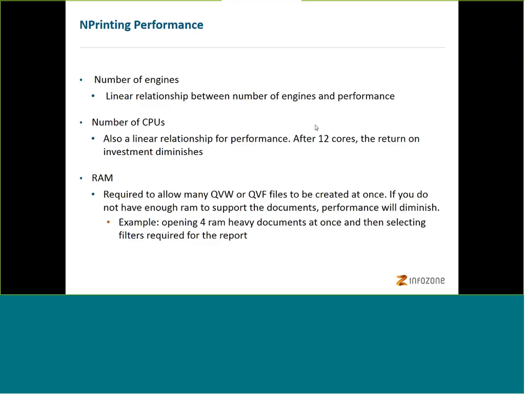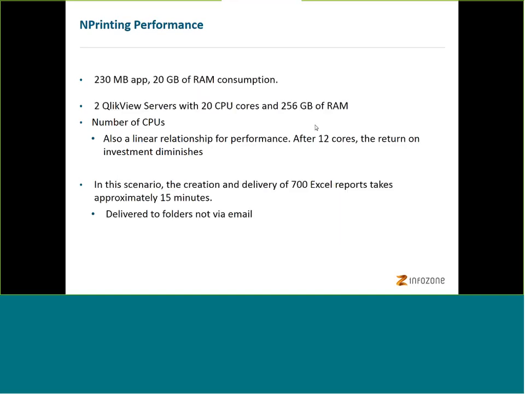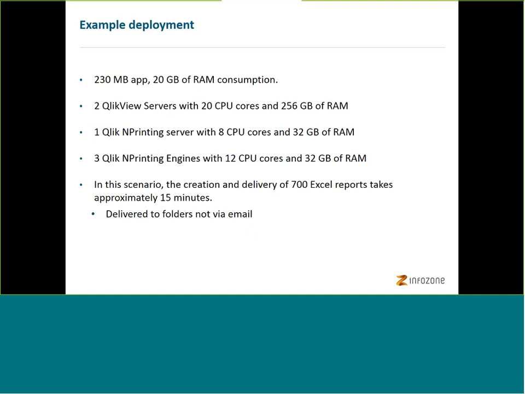So we do need RAM as well to be able to actually click around, because all NPrinting really is doing is opening an app, clicking these fields or filtering for these fields or these formulas that you've made, and then exporting that image or that field or the table or whatever it is. So we need to make sure that we have that on the back end in order for our performance to be okay. So, example deployment.